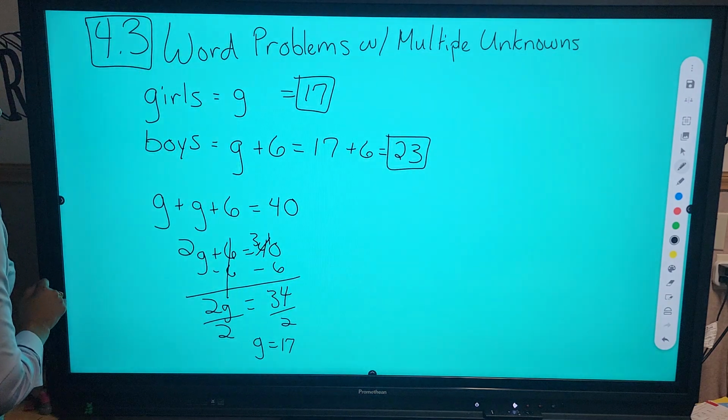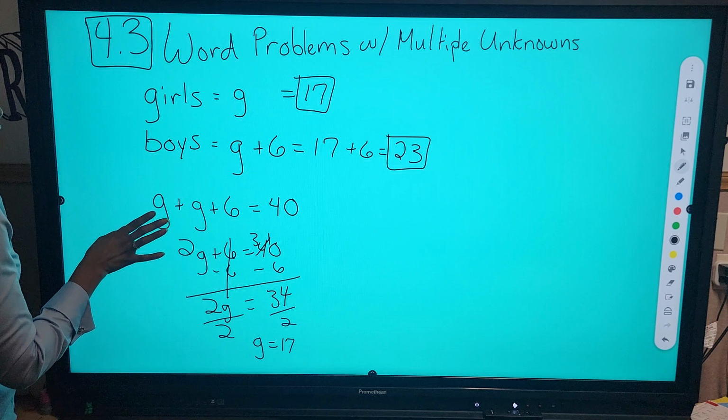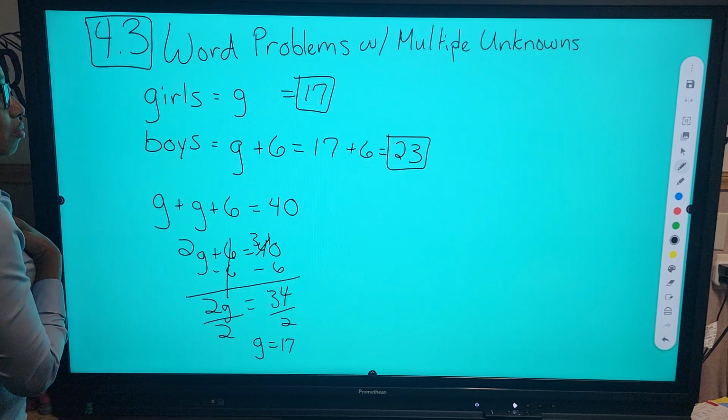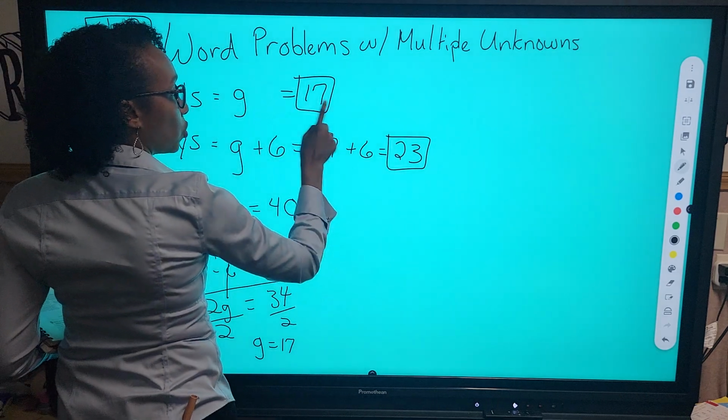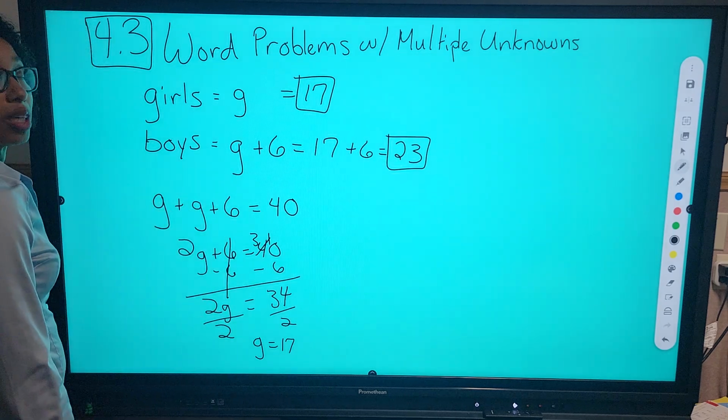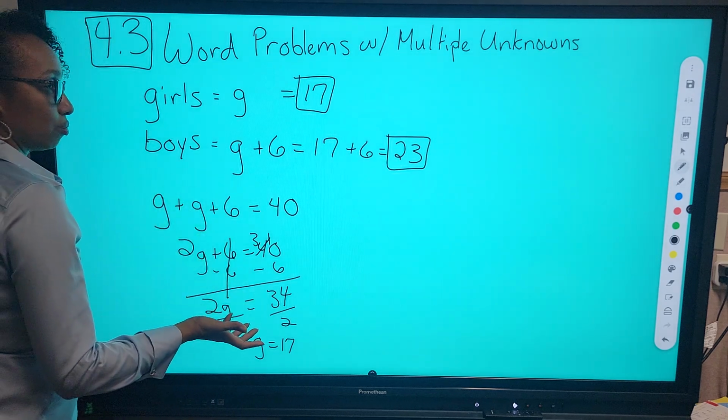Okay. So now that I think I have my answer, the way that I could check it is to say, well, it's supposed to be a total of 40, that I end up with a total of 40 in the end. Well, 17 plus 23 gives us 40. So it's a reasonable answer.